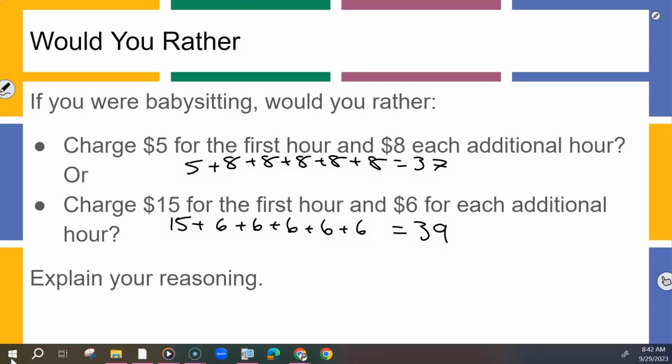So I saw some different methods. Some were like this, or maybe not like this. Some were, let's say, what is 15 plus 6? Figure out what that is for the first hour, and 5 plus 8, figure out what that is for the first hour, compare. And then add another 8, add another 6, figure out what that is for the second hour. Some of you were doing it individually like that.